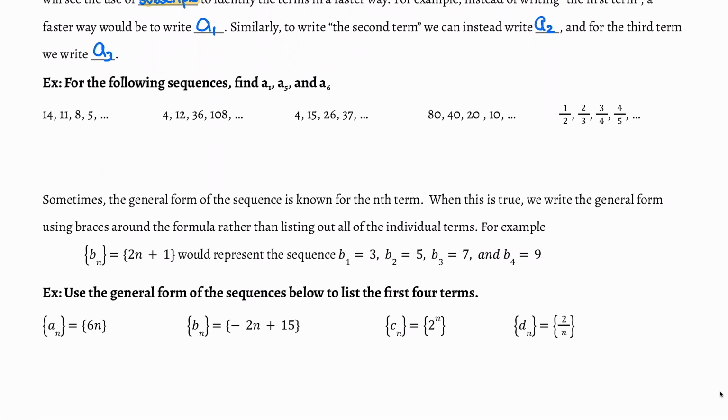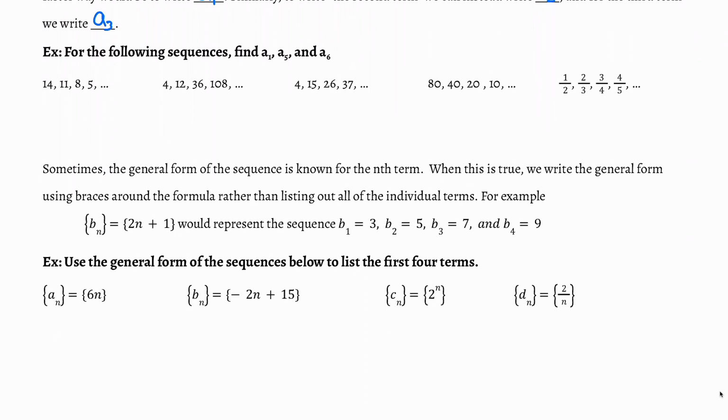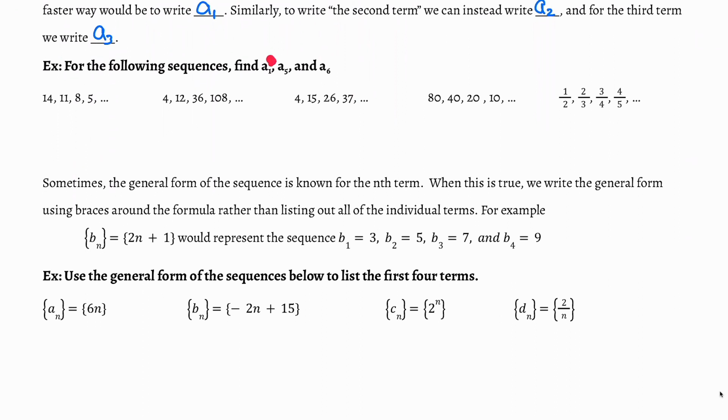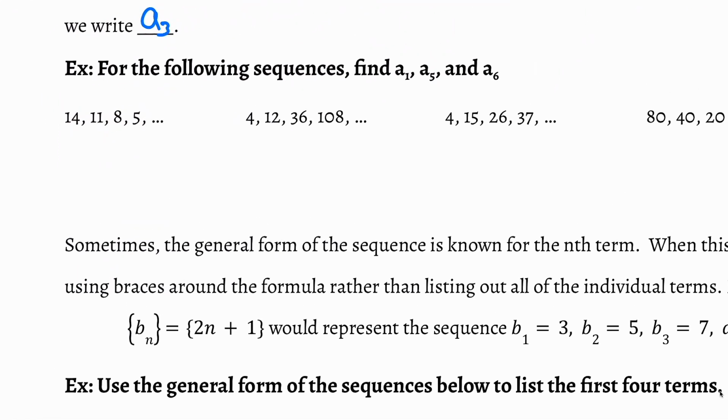All right, let's go ahead and finish up these examples. It says, for the following sequences, find the first term, the fifth term, and the sixth term. So really, really easy in the very beginning. They're going to say, hey, find the first term. Well, here's 14, 11, 8, and 5. The first term, they already told me what the first term is. It's just 14. That's the first one on the list, okay? Done with the first part, right?